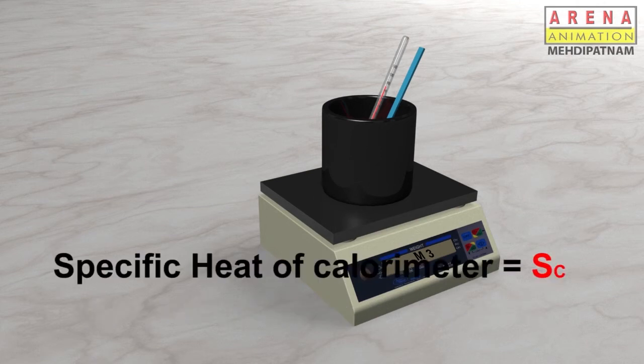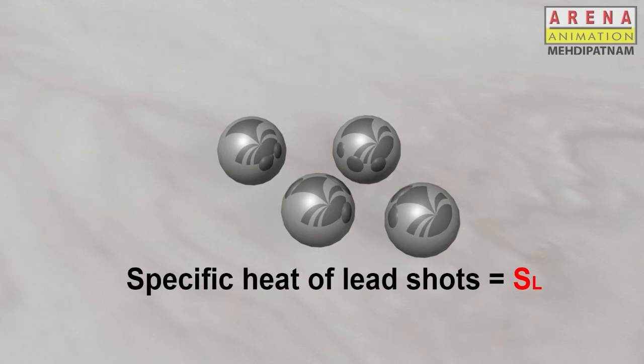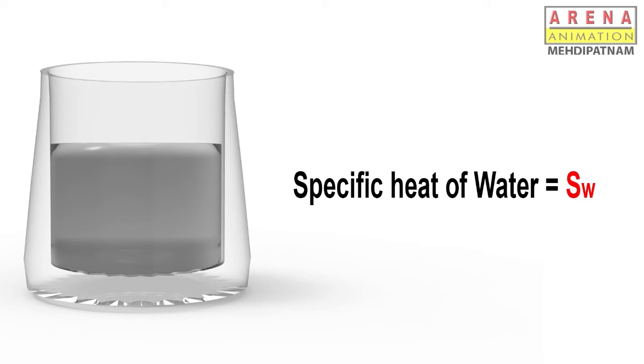Let the specific heat of the calorimeter be Sc, the specific heat of the lead shots be Sl, and the specific heat of water be Sw.